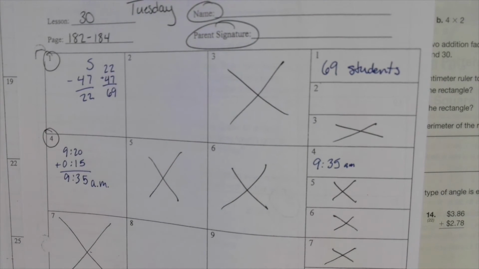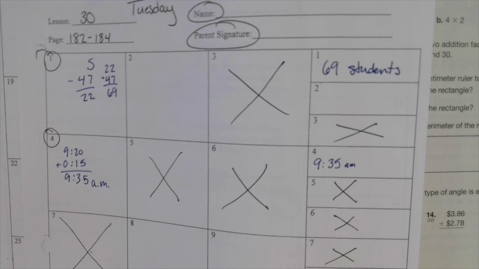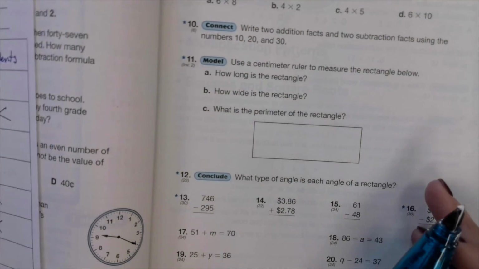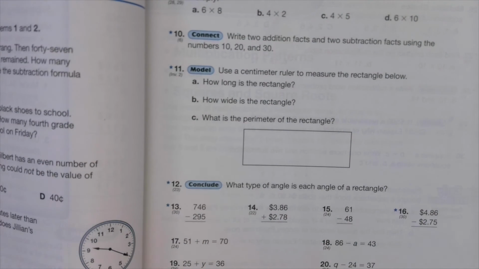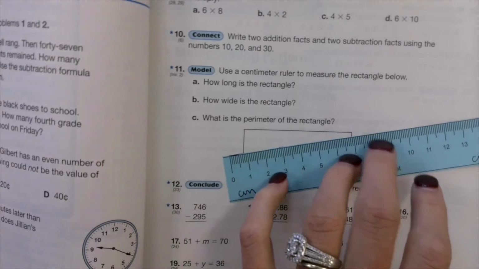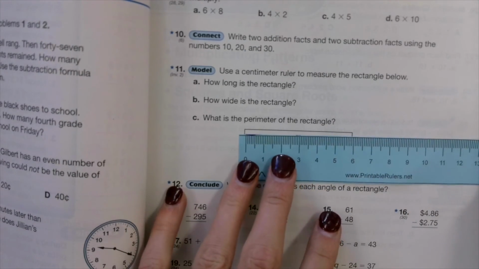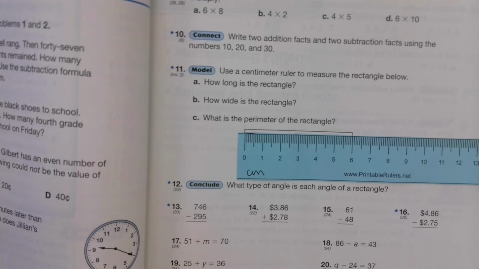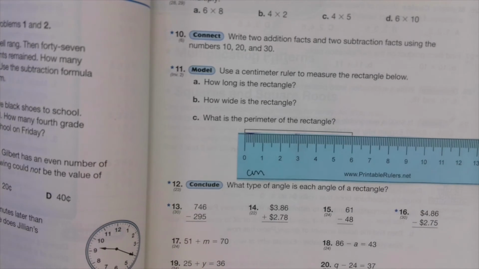All right. Moving on to number 11. It says use a centimeter ruler to measure. So we're going to measure how long is the rectangle and how wide is the rectangle. Go ahead and put your centimeter ruler right up next to that. See how I started at the 0? What number does it end at? You can see it ends at the 6.